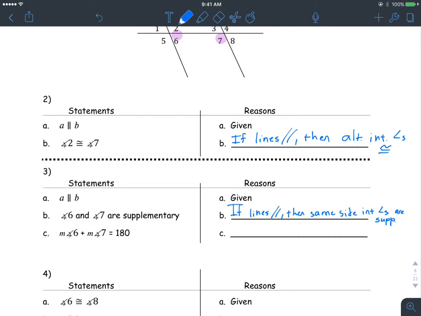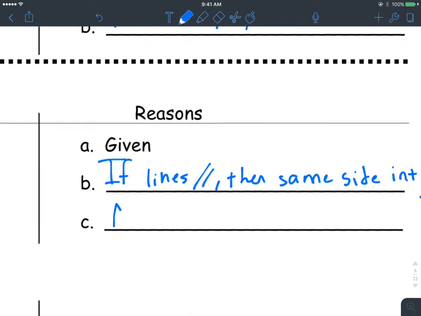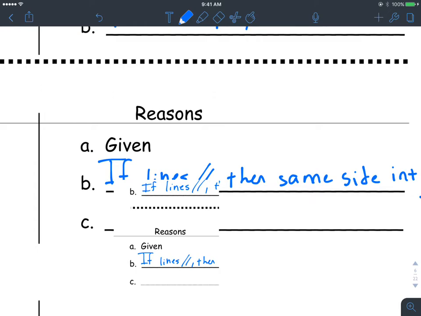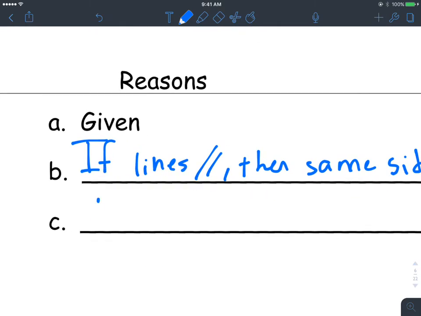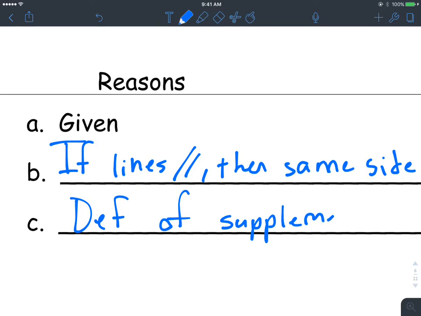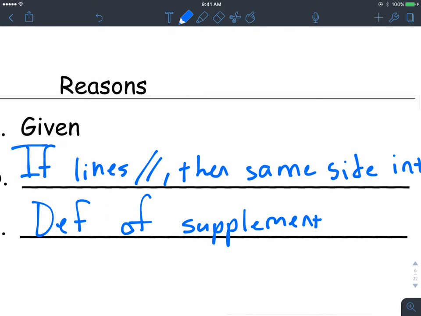And then this next step, they're just saying that means they add up to 180. We learned that in the last unit, and that's just called the definition of supplementary, what it means to be supplementary: the angles add up to 180.